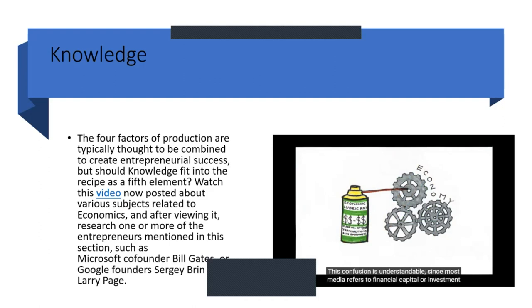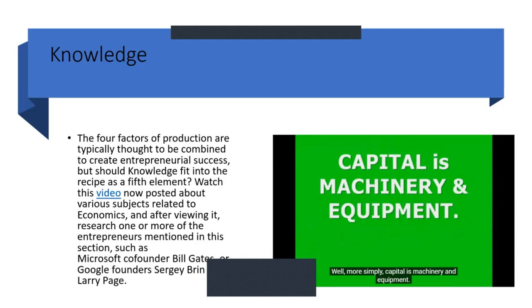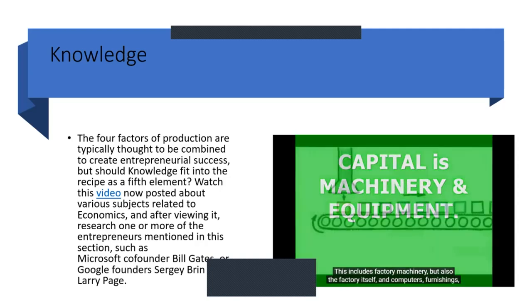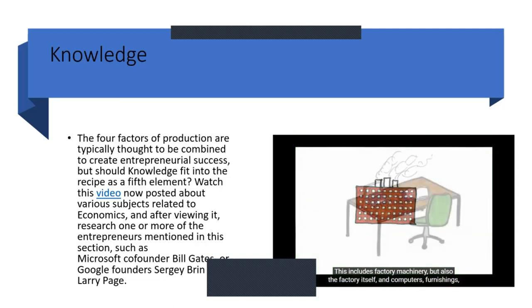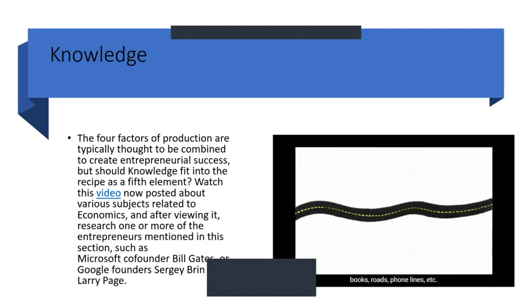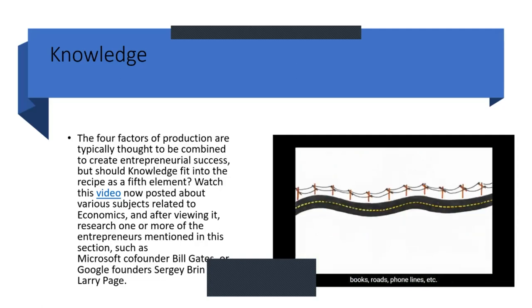There's confusion that's understandable since most media refers to financial capital or investment capital, so it does refer to money. But what is economic capital? By definition, economic capital is anything that's manufactured in order to be used in the production of goods and services. Well, more simply, capital's machinery and equipment. This includes factory machinery, but also the factory itself, computers, furnishings, books, roads, phone lines, etc.